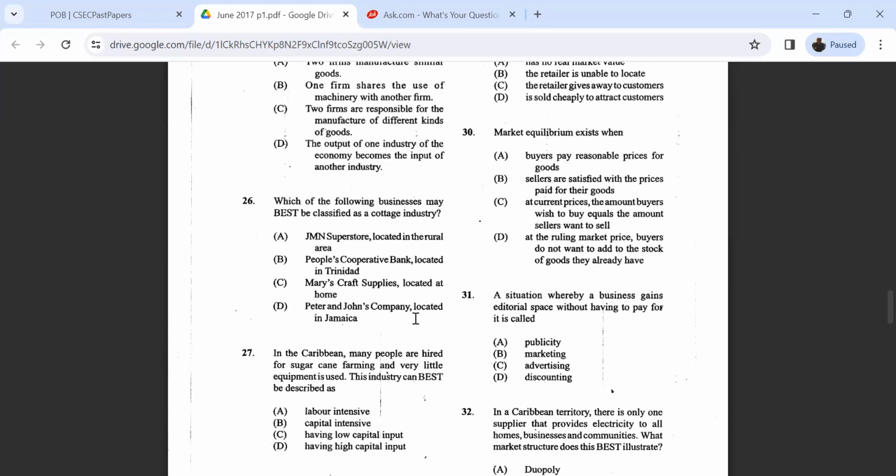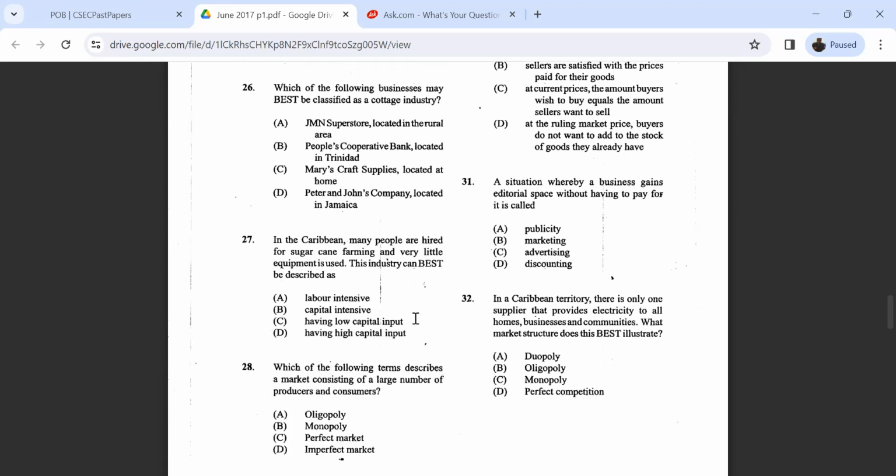Number 26. Which of the following businesses may best be classified as a cottage industry? GMN Superstore located in a rural area. C. Correct. C, because cottage industries are home-based companies. They use local products and services.